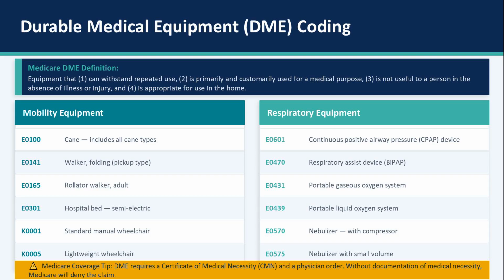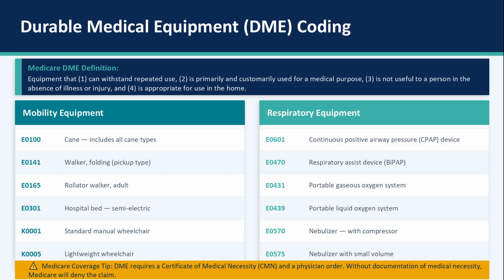Durable medical equipment, or DME, is one of the most commonly tested HCPCS areas on the CPC exam, and it's also one of the highest fraud areas in Medicare billing. That combination means coders and billers need to know it cold. Before we look at the codes themselves, let's nail down the Medicare definition of DME, because all 4 criteria must be met for Medicare to cover a piece of equipment.